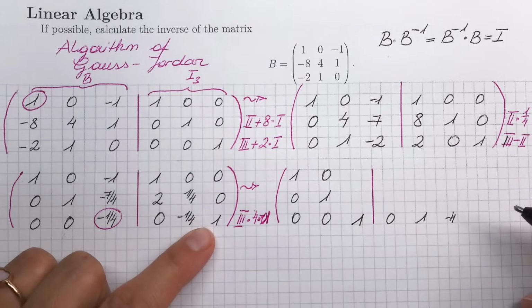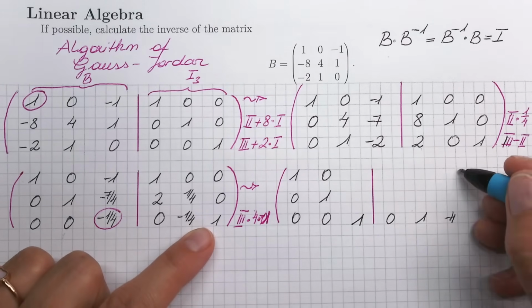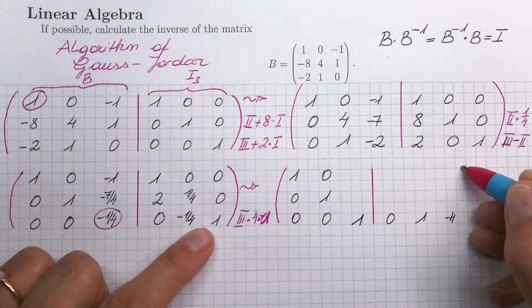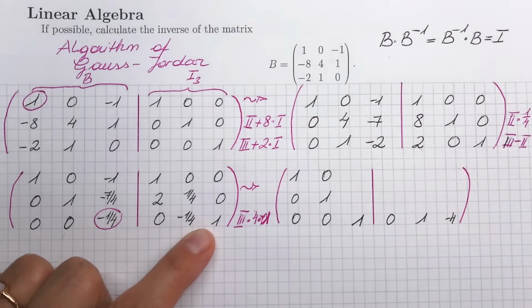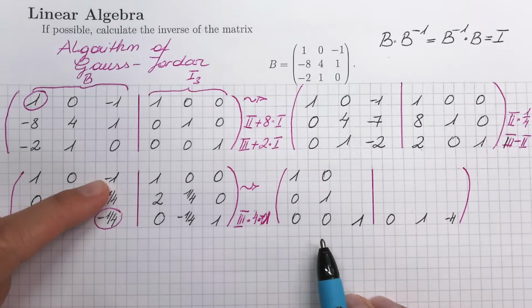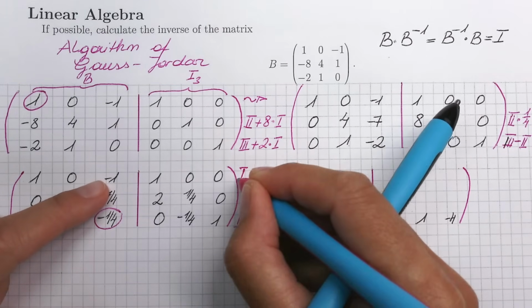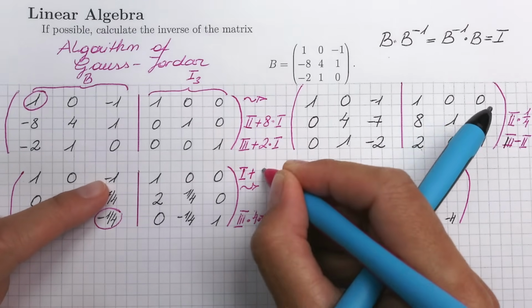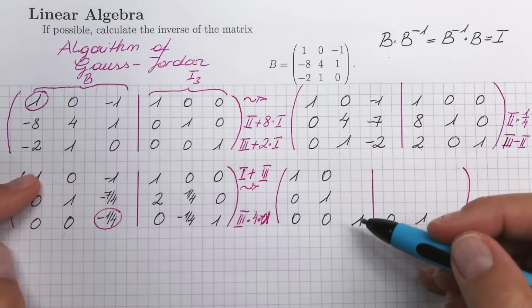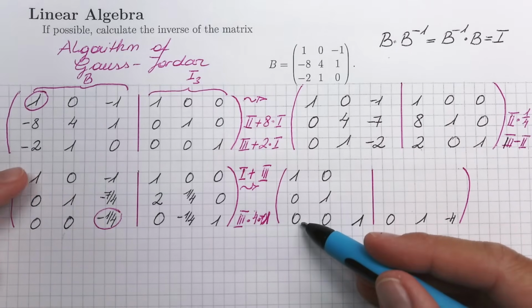Now, what about the rest? How do we get to the rest? Of course, here, that's a nice one. The first row here, we have minus 1. Here we have plus 1. So what we do is we add to the first row the new third row. Let's do this. To the first row, the new third row.